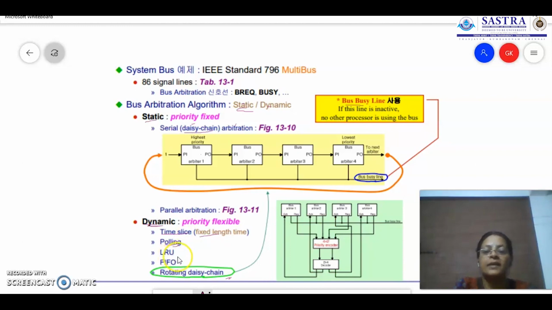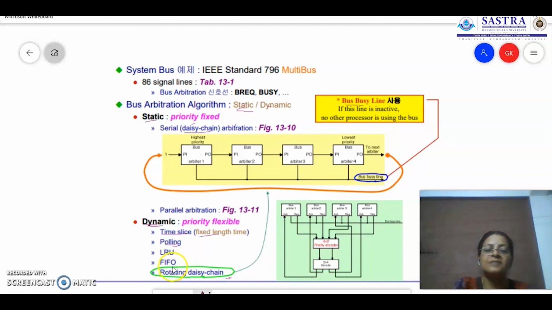Then coming to LRU, that is least recently used. Whichever device has been least recently used will be given higher priority. Like this, we have different scheduling policies based on which we assign priority in a flexible manner, and so it comes into the category of dynamic priority scheduling, dynamic priority flexibility.